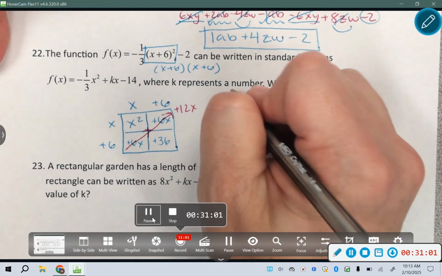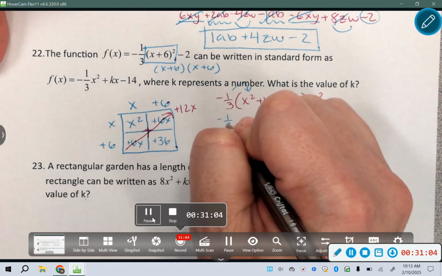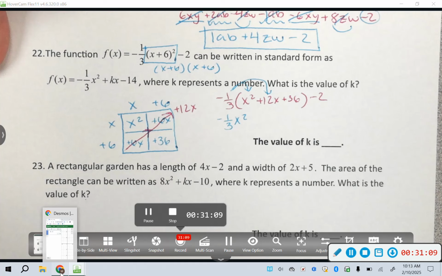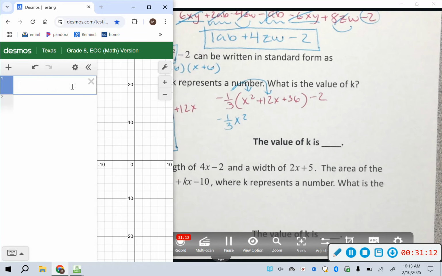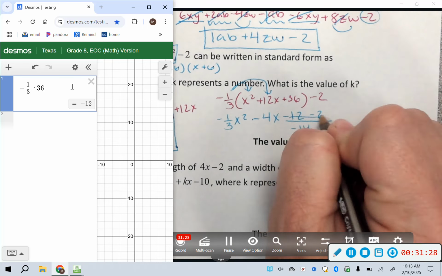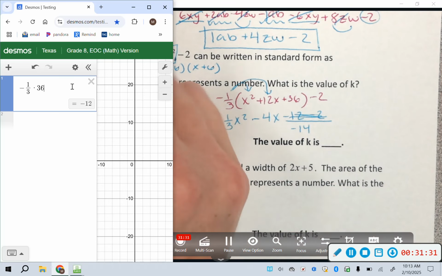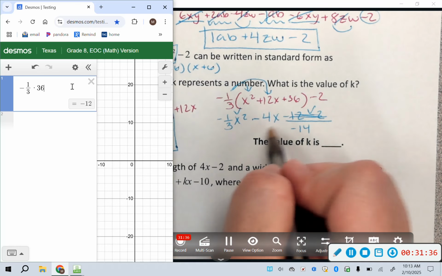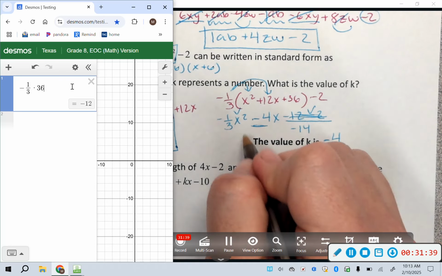And I have to distribute. So negative 1/3 times x squared is negative 1/3 x squared. Negative 1/3 times 12. Y'all, if you are not good with fractions, use your calculator. So we have negative 1/3 times 12, which gives me negative 4, so minus 4x. And then negative 1/3 times 36 gives me negative 12. Bring down my minus 2. When I combine those, I'm going to get negative 14. And this is what I have. So again, check our first term, which is right, our last term, which is right. So k is what's in front of x, which is negative 4.